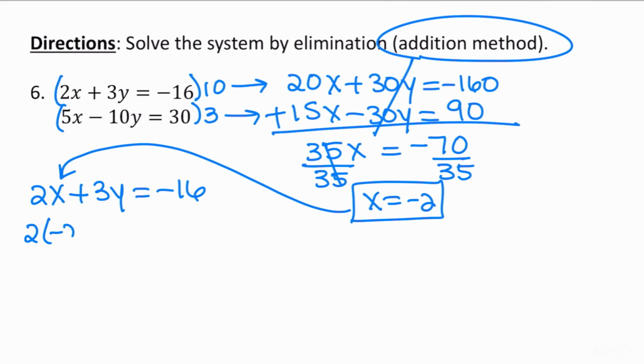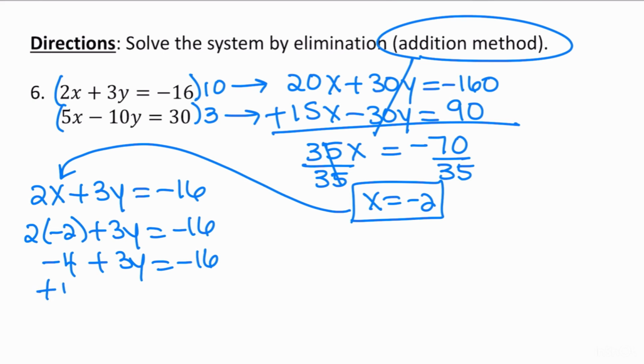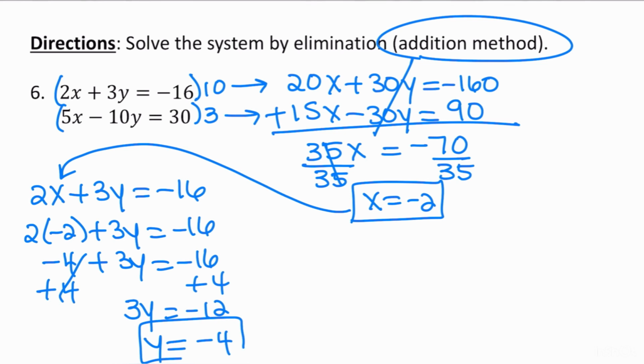So 2 times negative 2 plus 3y equals negative 16. Negative 4 plus 3y is negative 16. Add 4 to both sides. 3y is equal to negative 12. So y is equal to negative 4 when I divide. So my answer is negative 2, comma, negative 4.